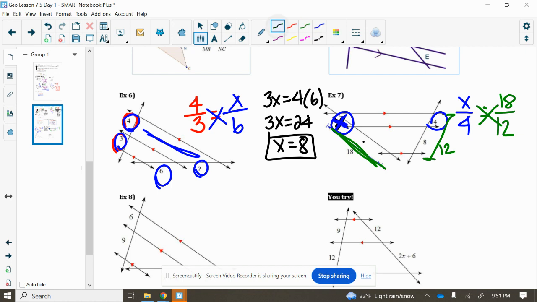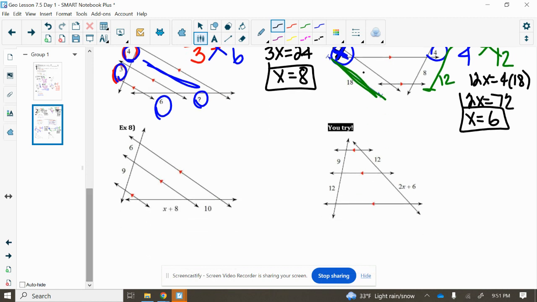So we cross multiply and solve. 12 times X equals 4 times 18. 4 times 18 is 72. And 72 divided by 12 is 6.